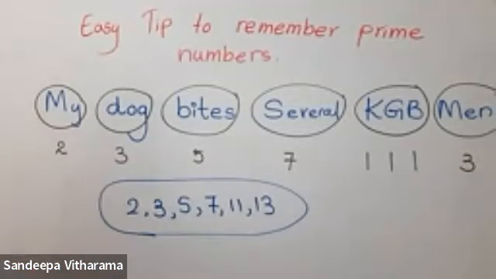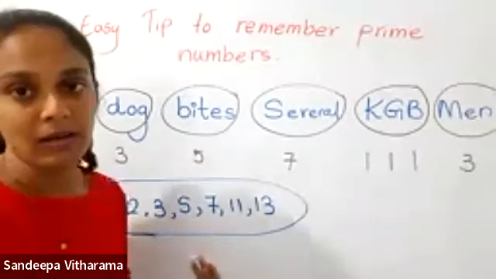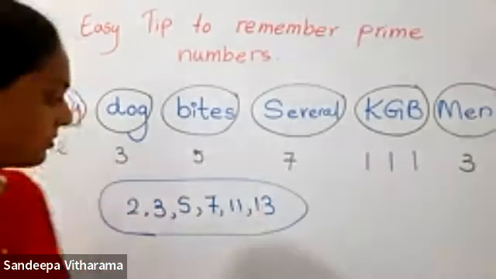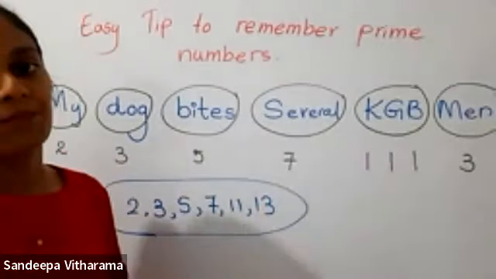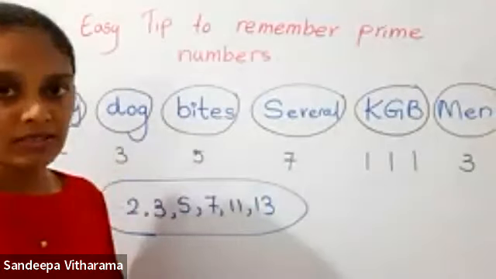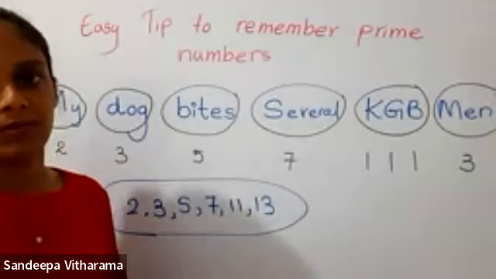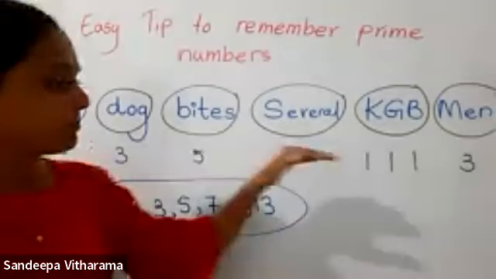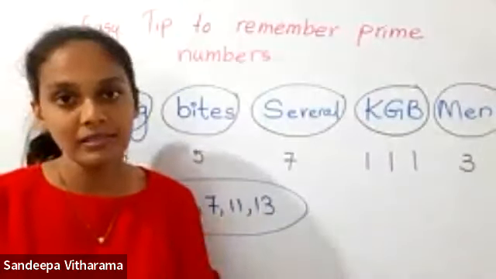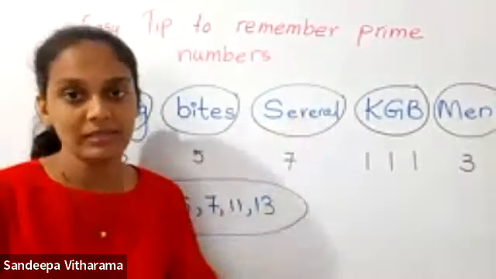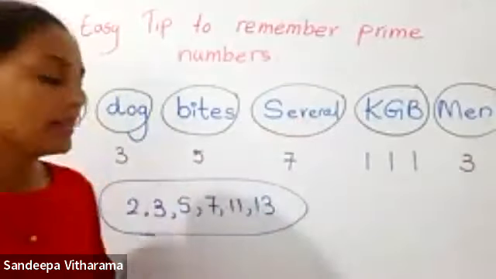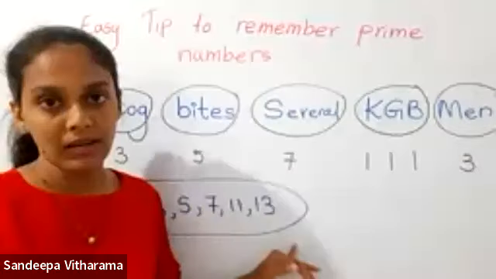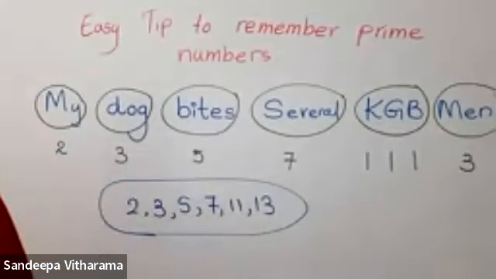This is very important because we have to use these prime numbers to identify the factors of a given number. If these numbers are written as factors of a particular number, then these are called the prime factors. We call these prime factors. These are written as factors of the number.